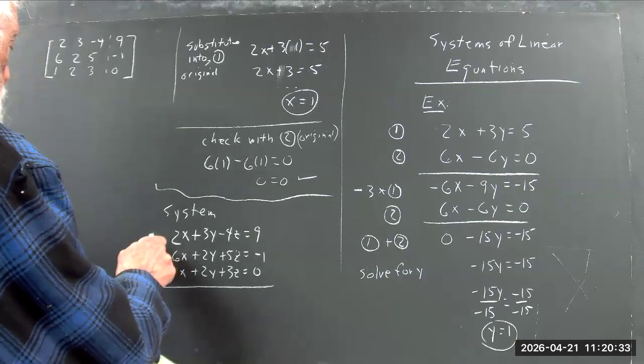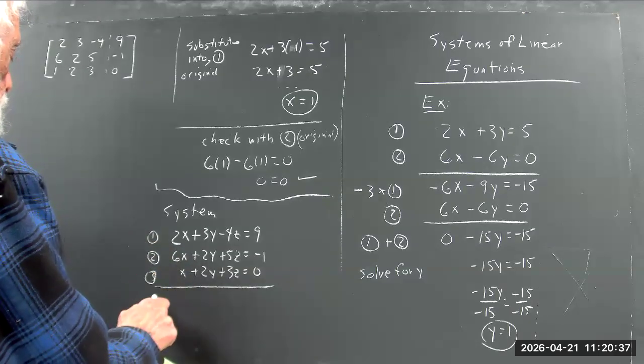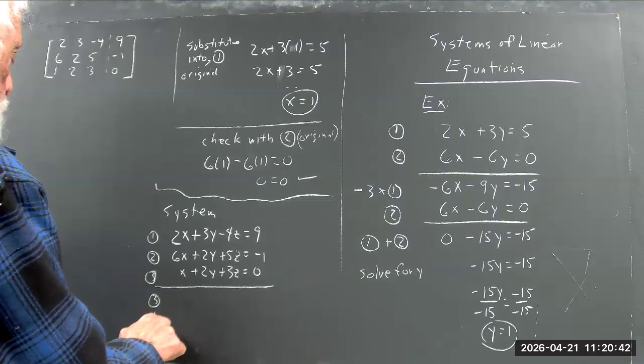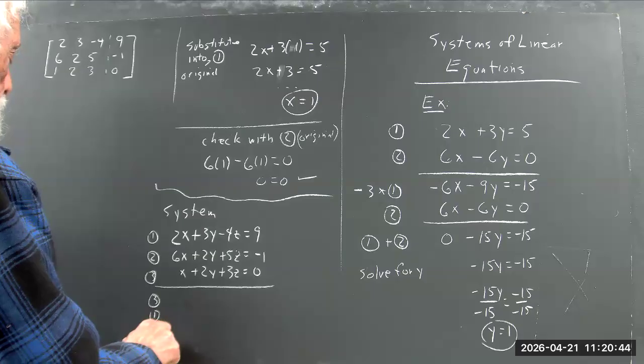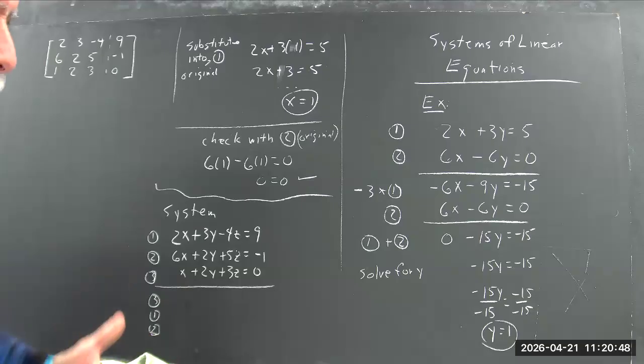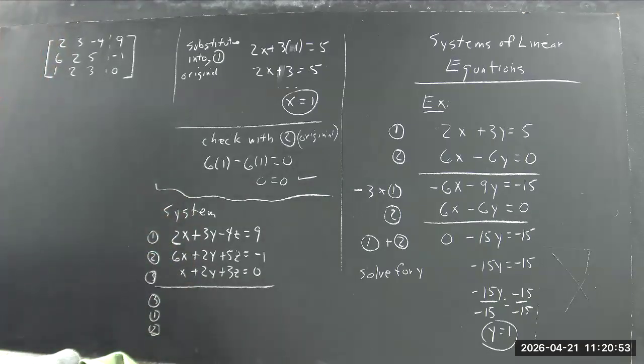Okay, but I have equation 1, equation 2, equation 3. I wrote equation 3 first, then equation 1, then equation 2. I can put them in any order. They're the same system of equations. They'll have the same solution no matter in what order I list them.